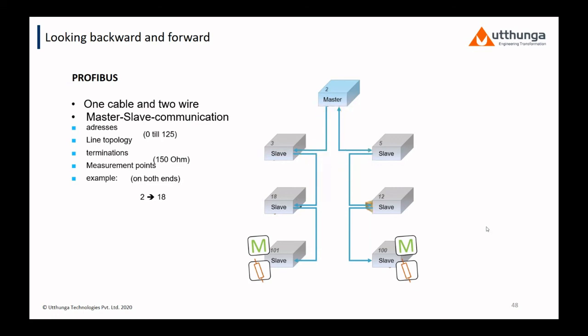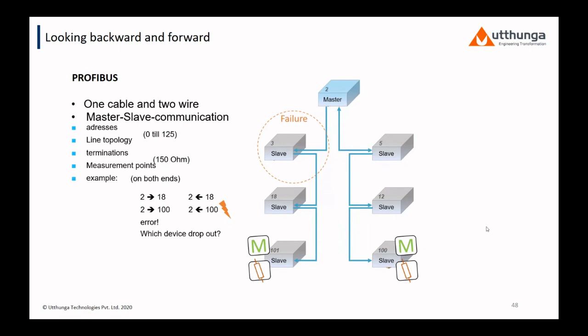Here is a small example of PROFIBUS communication. PROFIBUS sends requests and gets responses from slave 101, 100 slaves. But here you got the failure in slave number 3. What happens? Maybe the cable impedance, or maybe some wire break or other problems happen here.